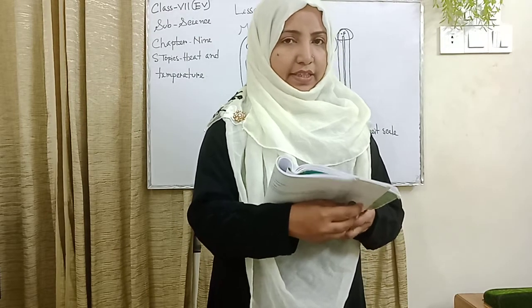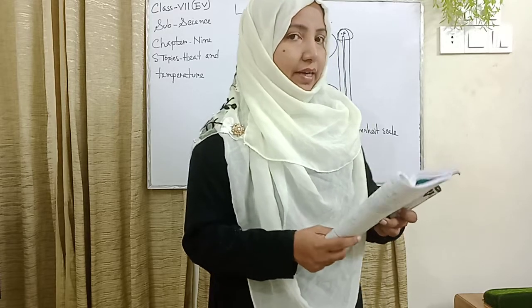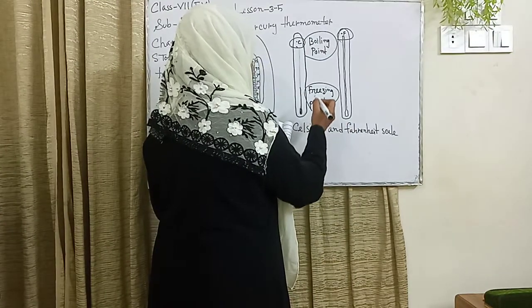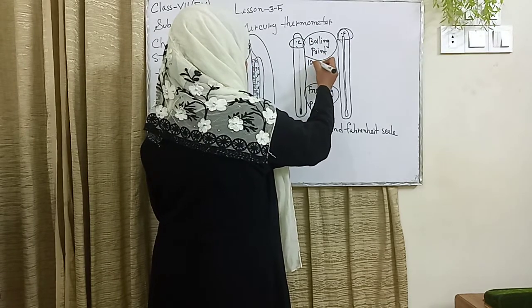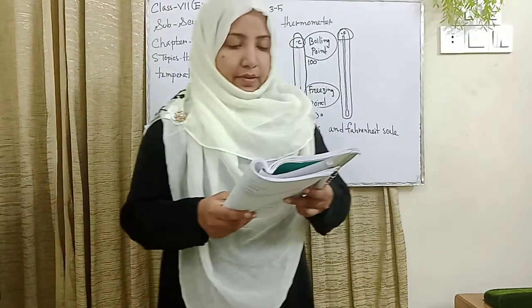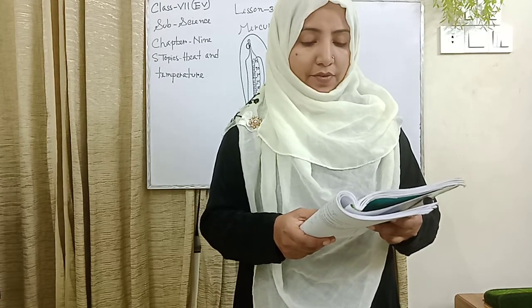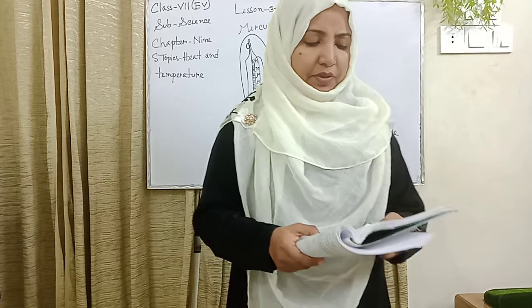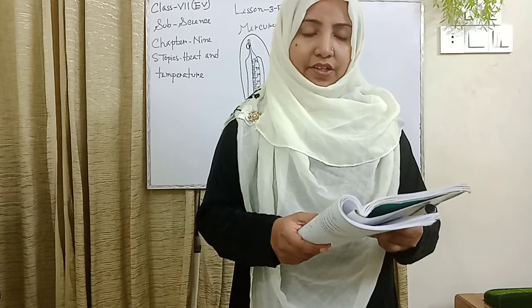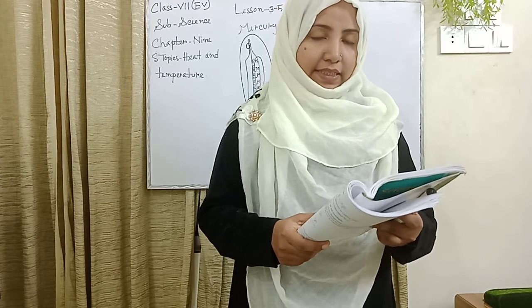The freezing point in this scale is marked 0 degree and the boiling point is marked 100 degree. Please everyone know this carefully. The interval between the 2 points is divided into 100 equal divisions. Each division is called 1 degree Celsius. Scientist Celsius introduced this scale. It was named the Celsius scale after his name.